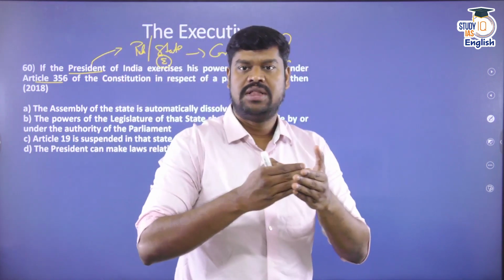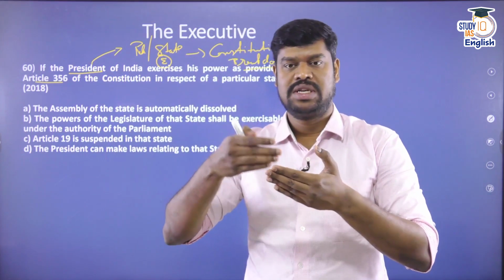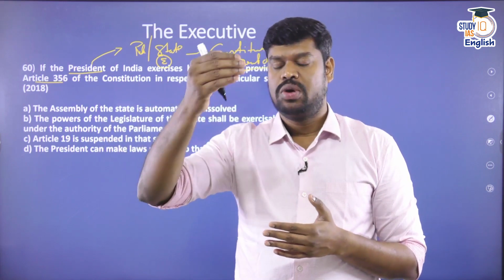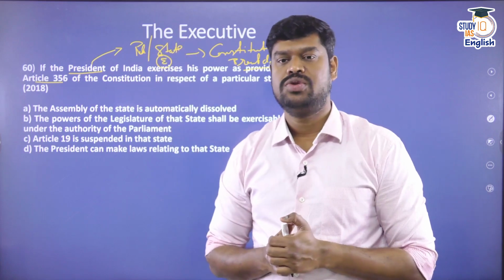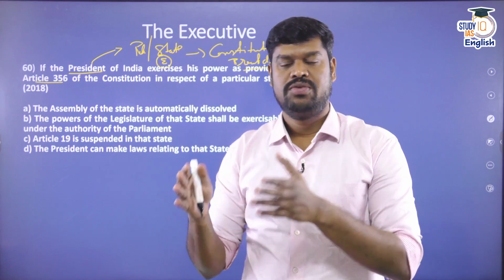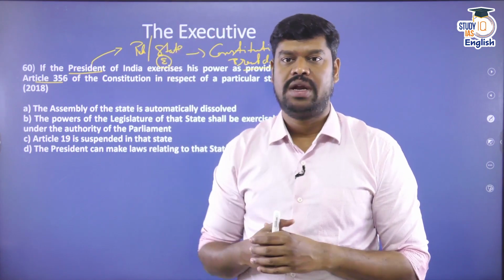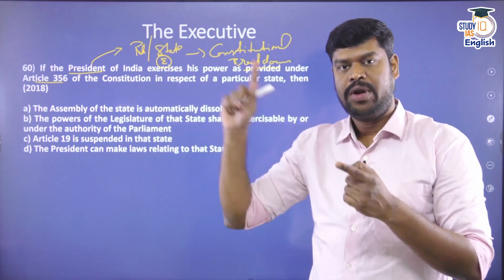But there are a number of other things with regard to Article 356: how it can be invoked, what is the procedure, what is the need for parliamentary approval, and how long it can be extended. To get an idea of all those things, you can watch the previous videos on the 100 most important topics for polity in 2023, which are already there on the StudyIQ English channel, where it has been elaborately explained. But the most important thing is coming to this particular question.